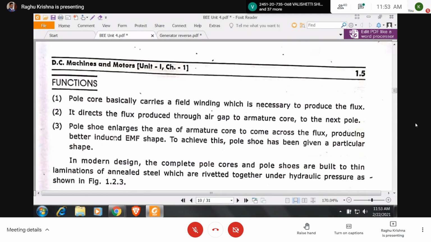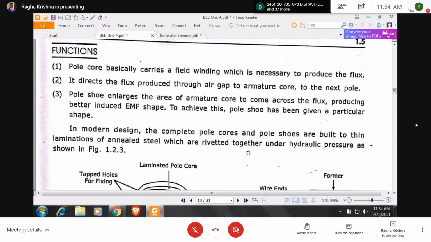Next, coming to the pole shoe. What is the use of the pole shoe? The pole shoe enlarges the area of the magnetic core for the flux to come across. Okay, this is the main use of the pole shoe, producing a better induced EMF shape. To achieve this, the pole shoe has been given a particular shape.